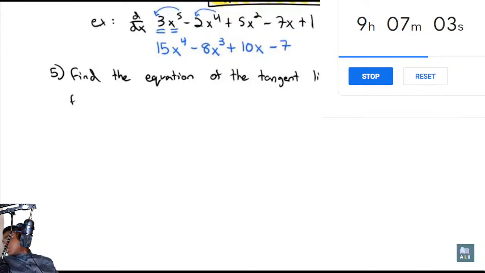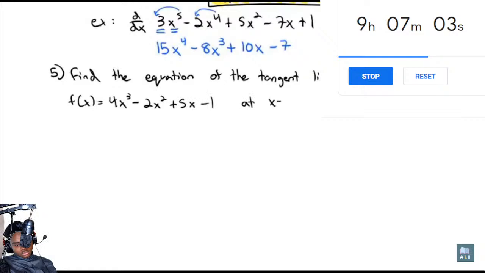to f of x equals 4x cubed minus 2x squared plus 5x minus 1 at x equals -1.